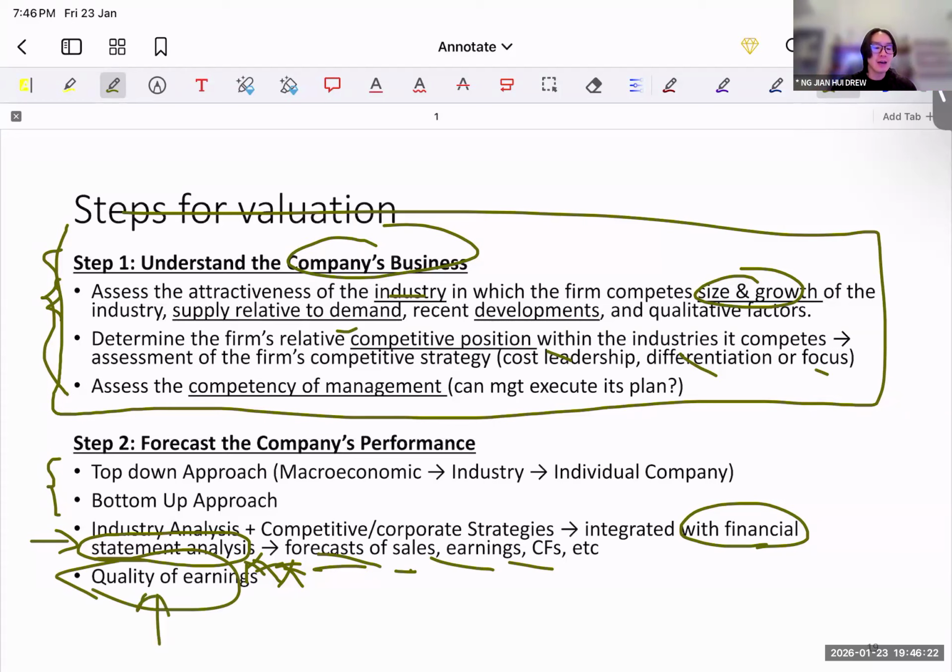So I do have a question here. Let's say I have a company, and this is actually a live case. I was looking at this company called Olam. Anyone knows Olam? Olam Group Limited?